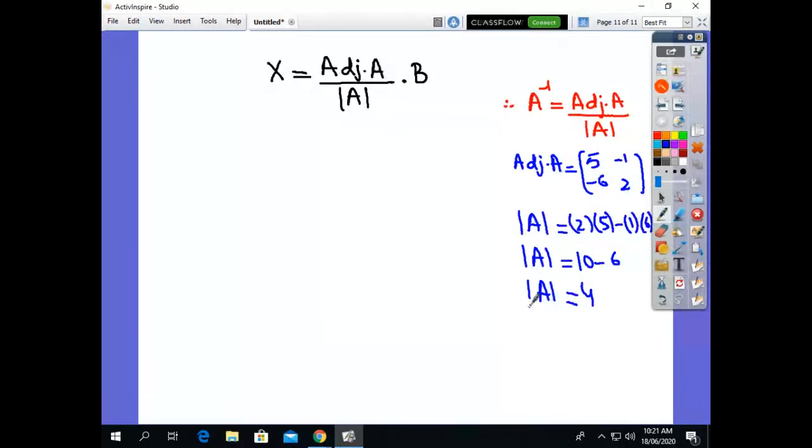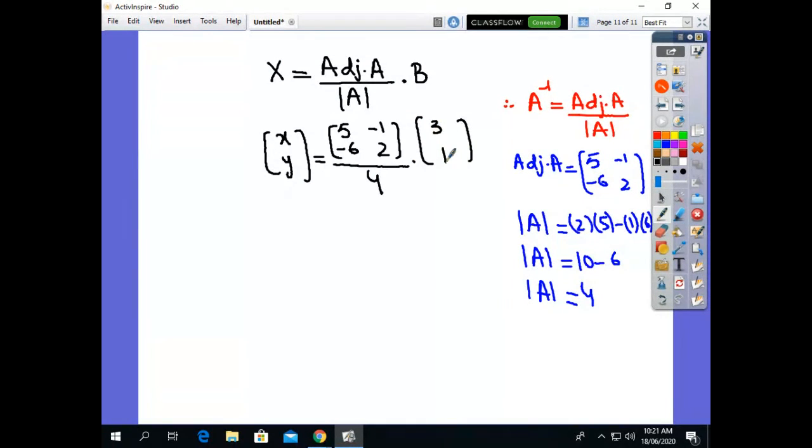Now replace these values in the above equation. X, Y is equal to adjoint of A, which is 5, -1, -6, 2. Determinant of A becomes 4, and the matrix B is 3, 1. Now multiply these two matrices.